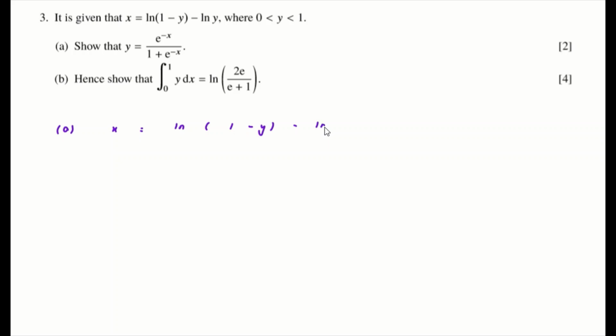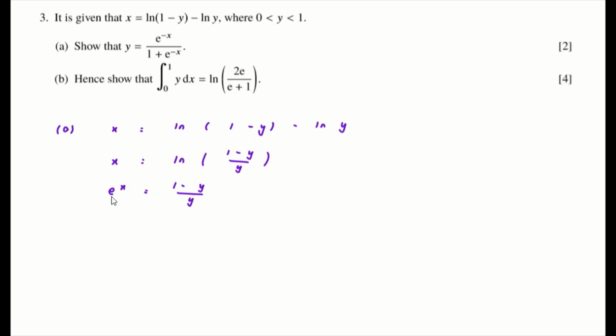Okay, so the first thing that we can try to do is combine these two terms as one, right? Because it's minus. So we know that ln A minus ln B can be written as ln of A over B. So it's the same thing here. So combine them: ln of (1 minus y) over y. Okay, so bring the ln to the other side. So we have e to the power of x equal to (1 minus y) over y.